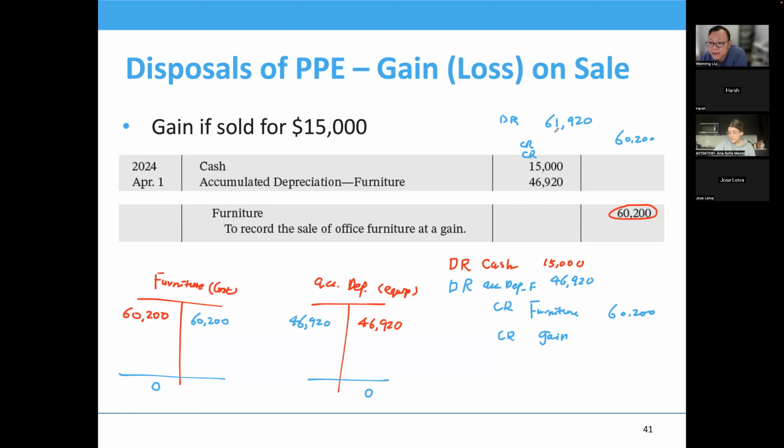So when you calculate the difference, it will be 1,720. So you record a gain on disposal for 1,720. Does this make sense? That is the journal entry to record the disposal of PPE.